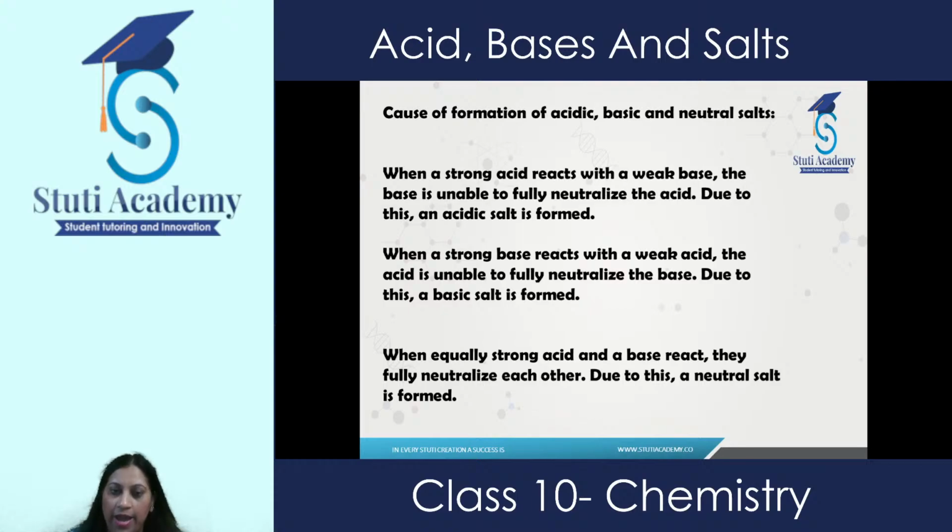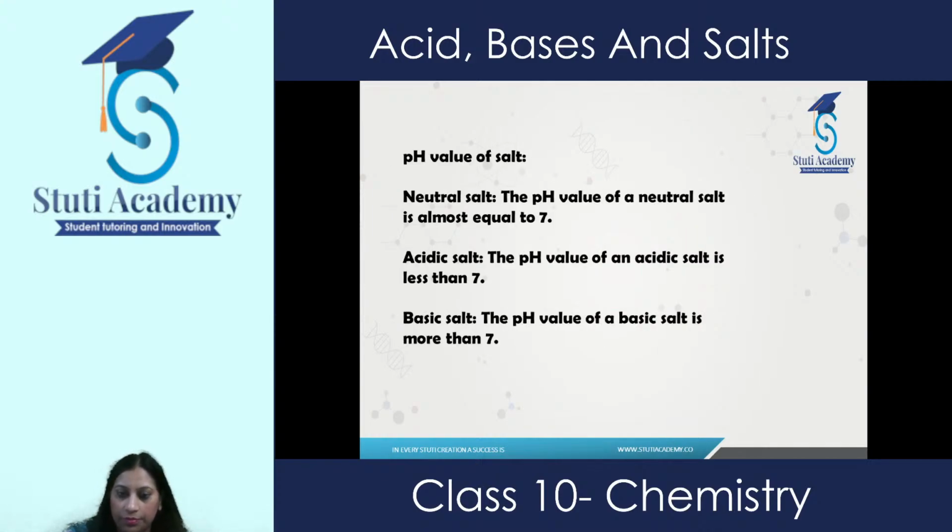And the pH of acidic salt is less than 7, the pH of basic salt is more than 7, and neutral salt is 7. So these are the examples: neutral salt, acidic salt and basic salt, and their pH.